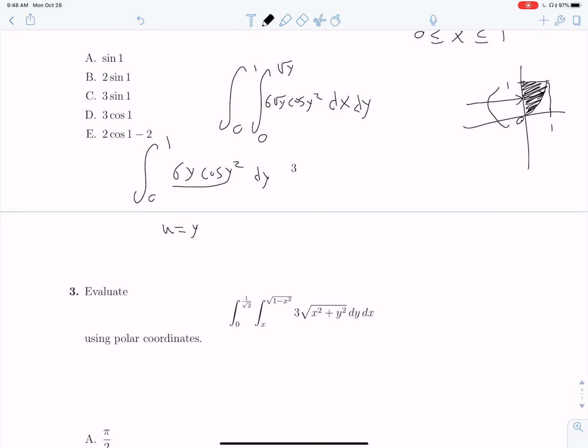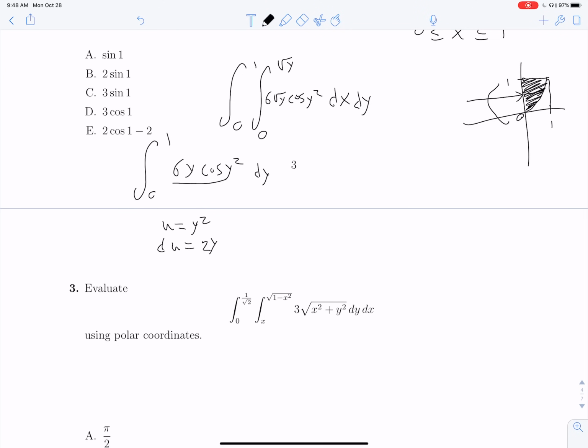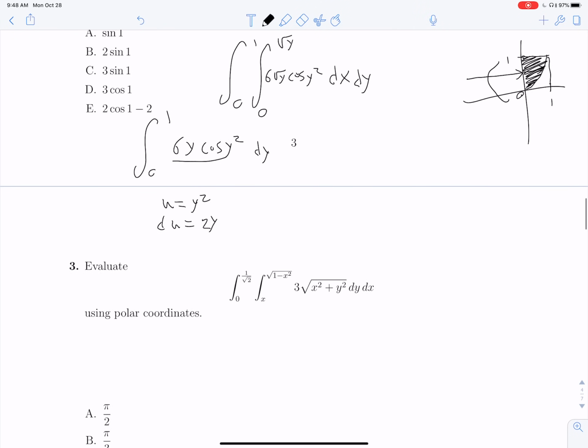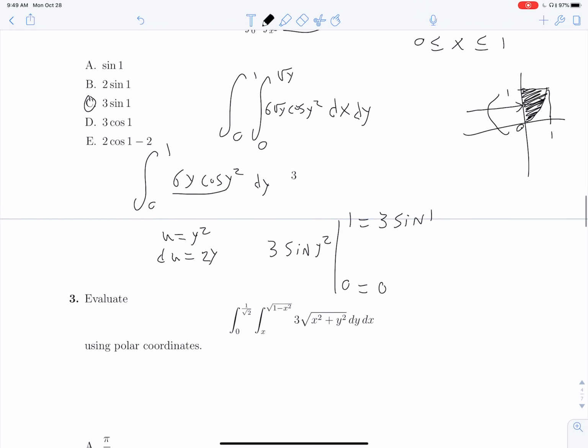So we'll set u equal to y squared. du is 3y. Oh, whoops, no, not 3, 2y. And so if we divide out our du, we're going to get 3 cosine y squared, integral 0 to 1 dy. Sorry, I'm doing this the weird way that I do, but we can just finish off our integral by integrating that cosine, and we get 3 sine y squared on 0 to 1. This is just going to be 0. This is going to be 3 sine 1, and we see that is the answer choice.